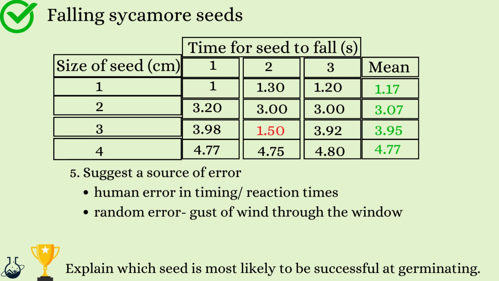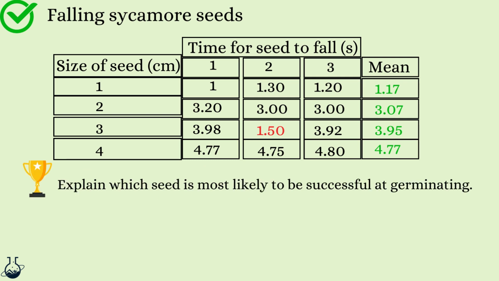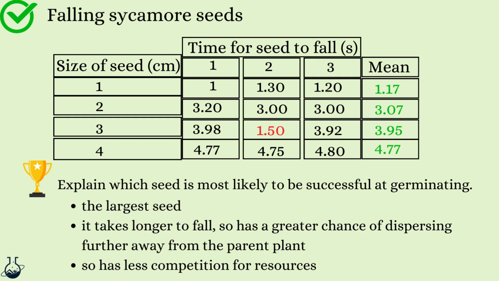And to finish off with the challenge, to explain which seed is most likely to be successful at germinating. For this, we need to draw on our knowledge together and use the word because, such as, the largest seed will be most successful at germinating. This starts off with identifying which one I think will be best. This now needs to be followed by a backup explanation, like because it takes longer to fall, so it has a greater chance of dispersing further away from the parent plant, and so it has less competition for resources. These can be tricky, but get easier with practice.